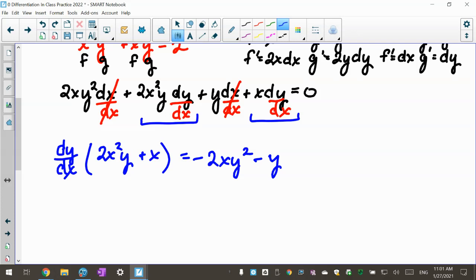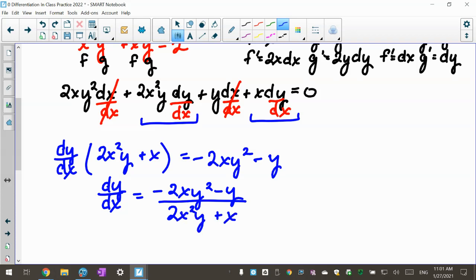It's multiplied by this. So I actually divide by this glop because it's hooked by multiplication. So I have the derivative dy dx equals negative 2x y squared minus y all over 2x squared y plus x. Okay, so what I always like to try to do is see if I can factor to simplify this. So in the numerator, I'm going to factor out, because there's y's in common, a negative y and see what I get. When I do that, I get a 2xy left, and it's a plus 1. In the denominator, I'm going to factor out an x, because both terms have that.